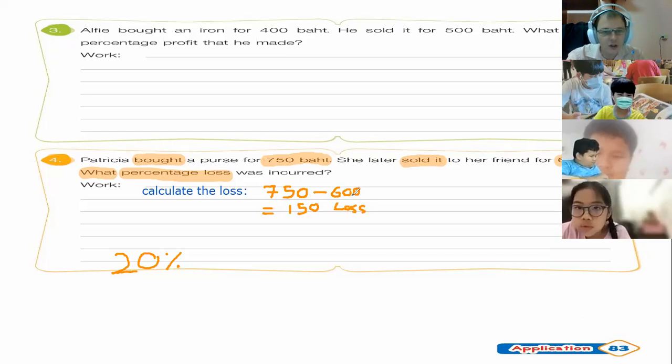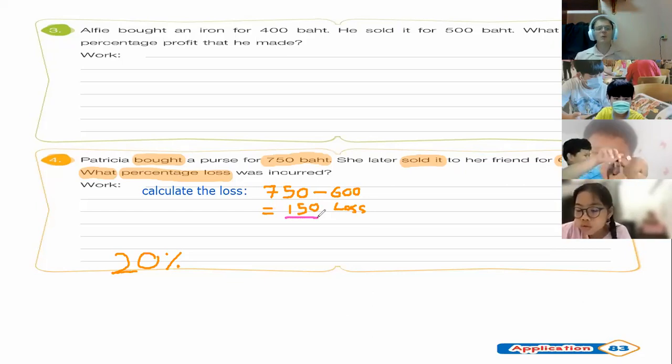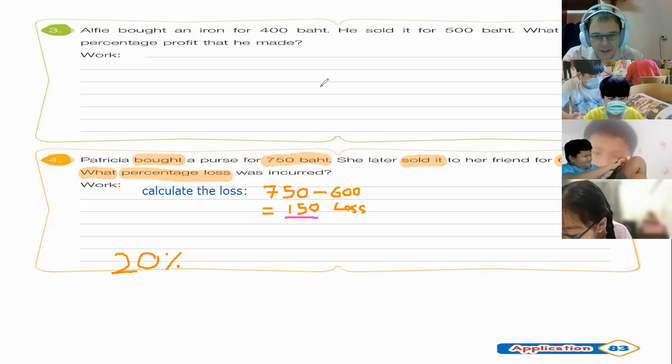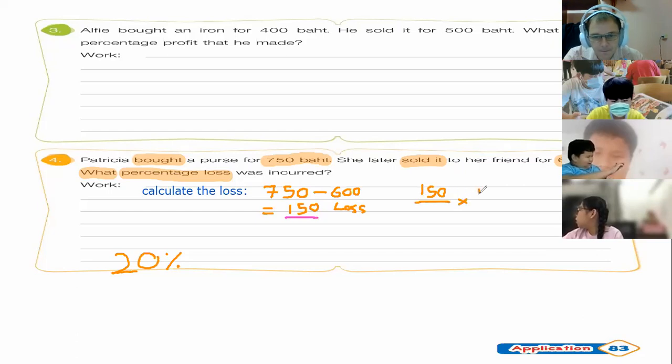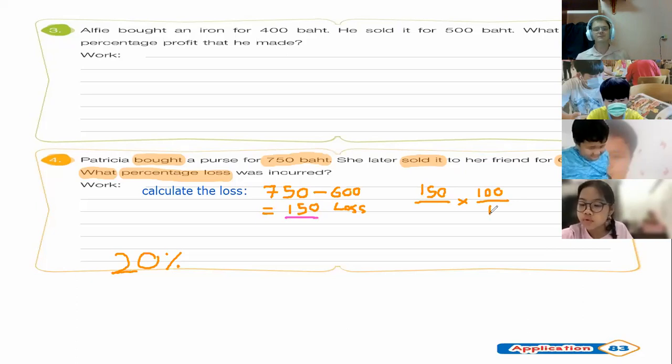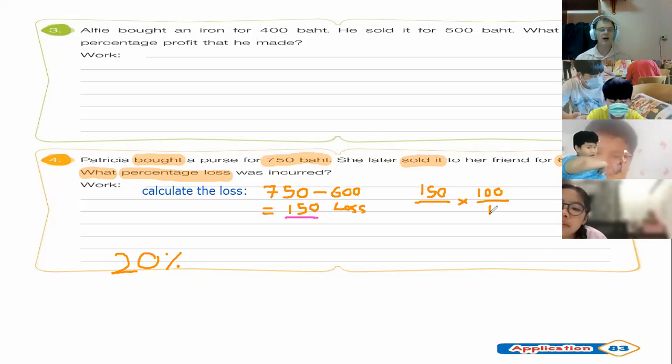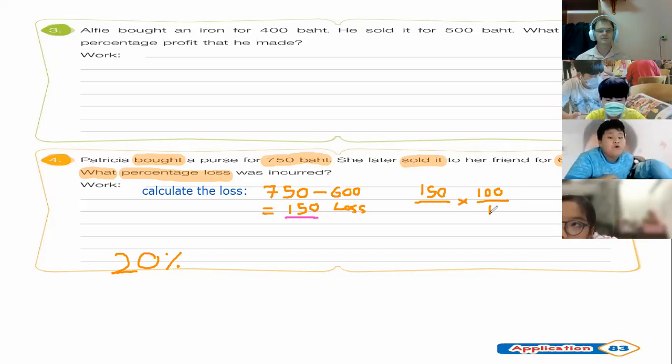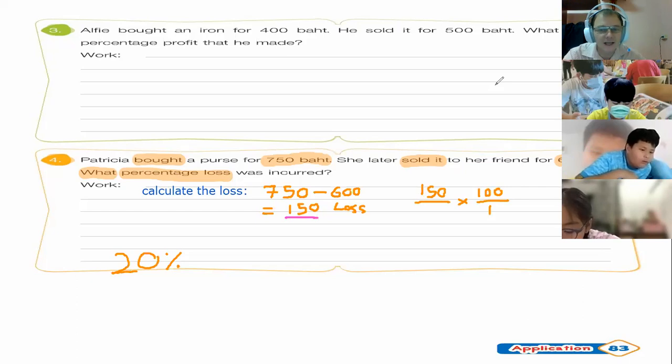So we know we have to use the loss when we calculate the percentage. But what number is going to be our denominator? What number is the denominator going to be? 750 or 600? 600. Why? Let's have a look. Remember what I said earlier.